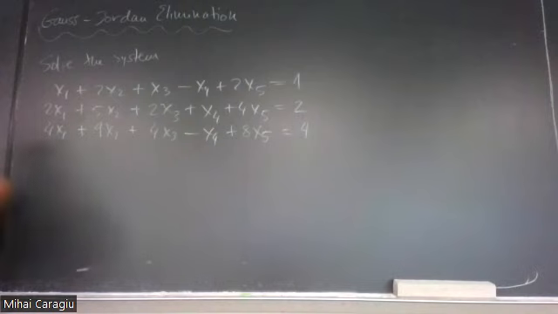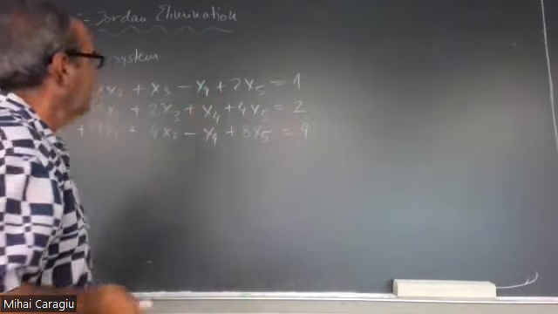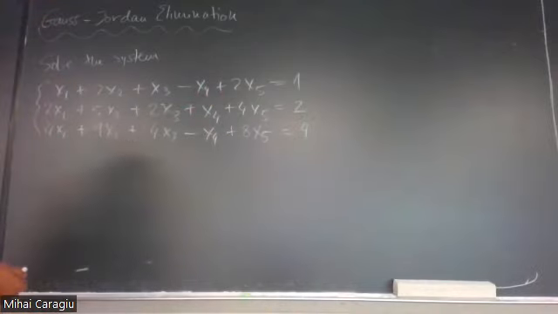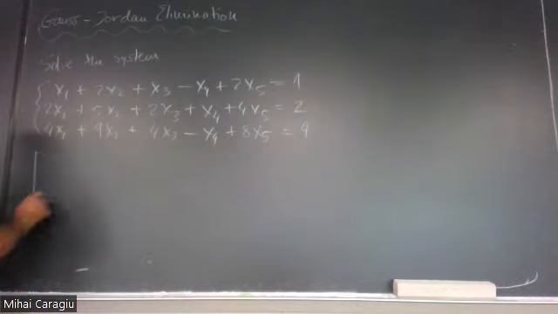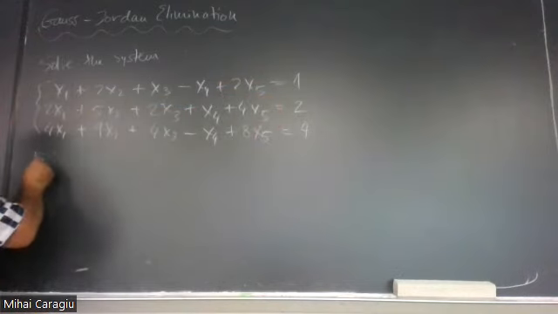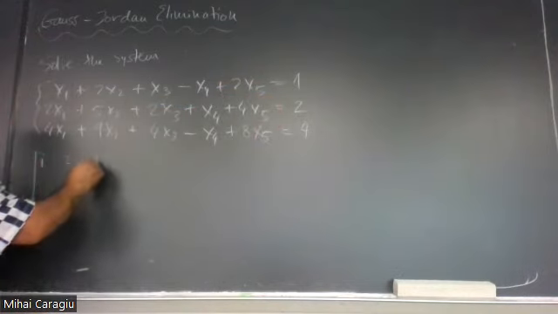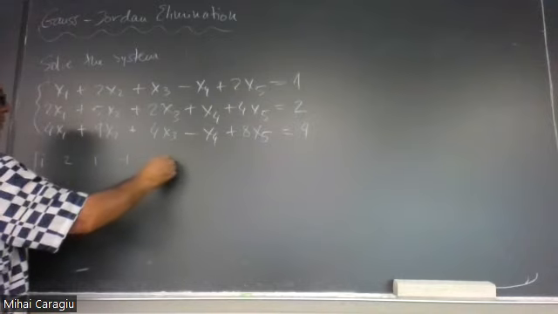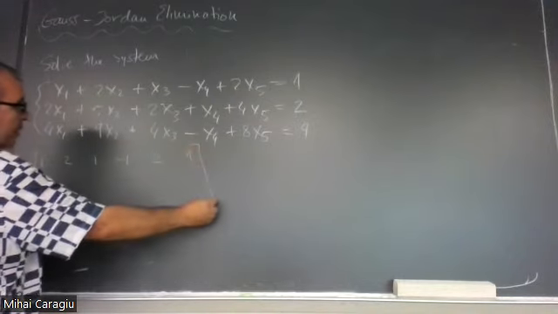So this is a system of linear equations, non-homogeneous because we have not only zeros on the right-hand side. So how to solve it? We operate with the augmented matrix. The augmented matrix is the matrix of the coefficients and the free coefficients. So let's see, 1, 2, 1, minus 1, 2, and then 1.